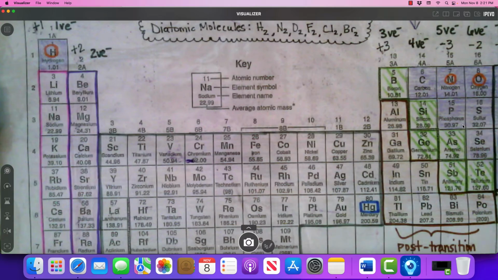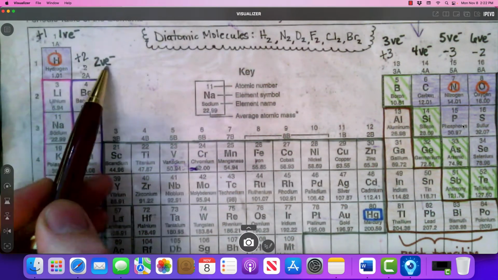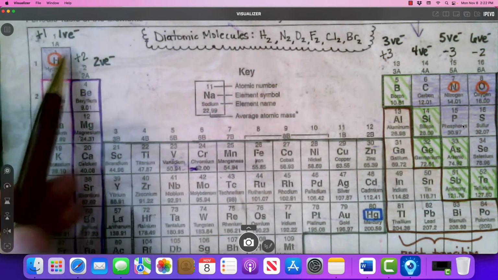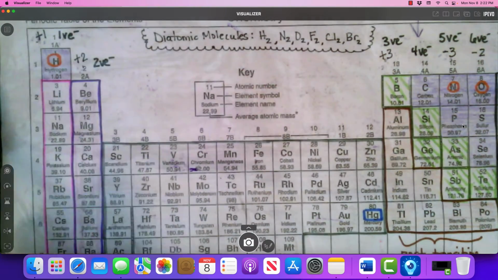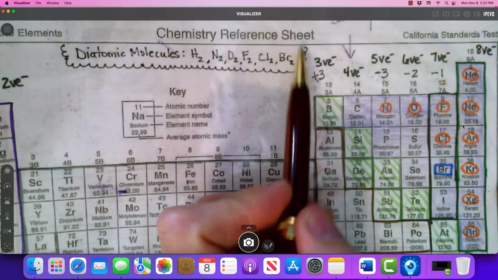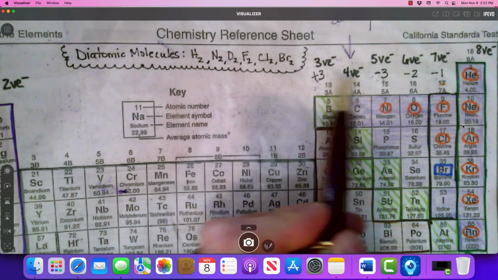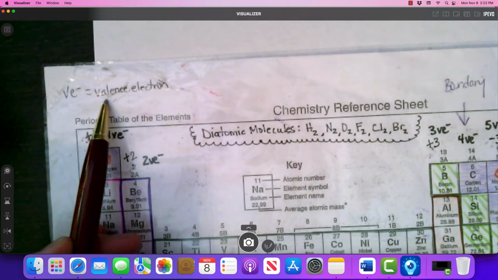This is a copy of the periodic table, and I'm going to be relying on this information that I have written up here. So it says 1 VE, 2 VE, and then I have +1, +2, and then over here on this side of the periodic table, it continues on. And then there's also charges here. The letters VE stand for valence electron.